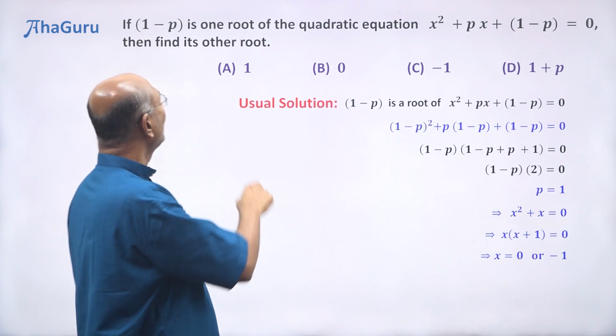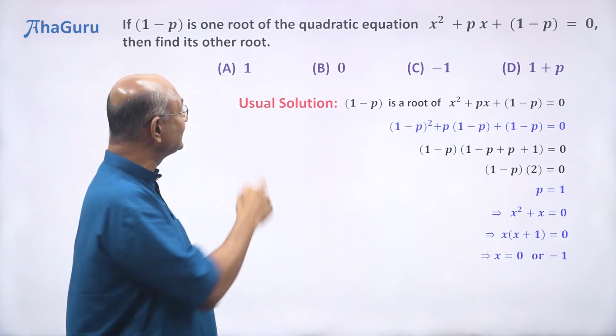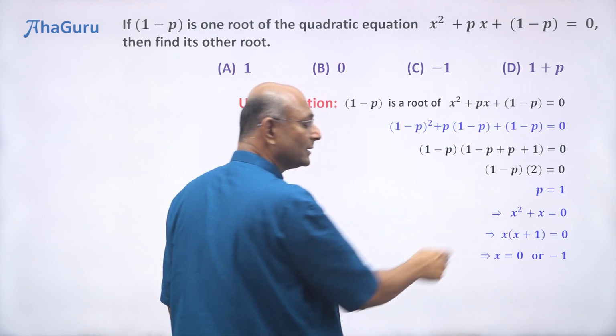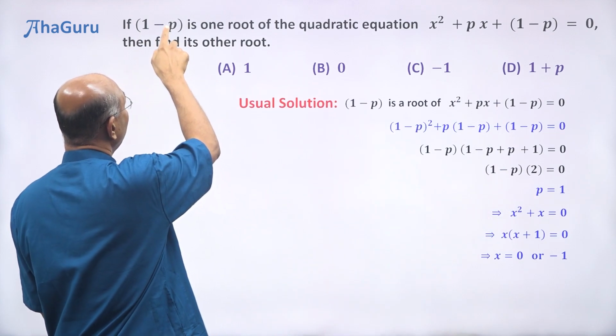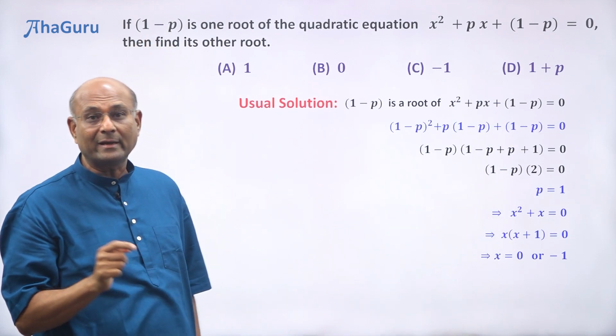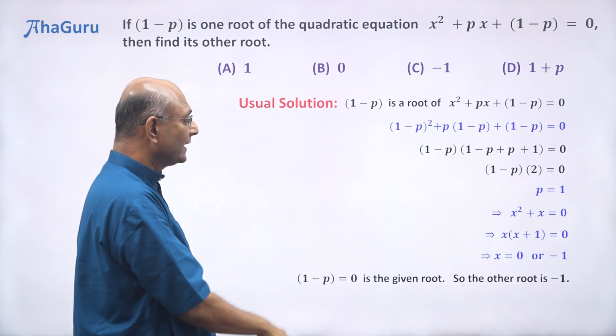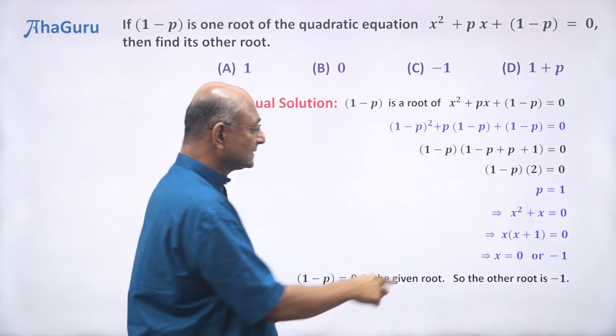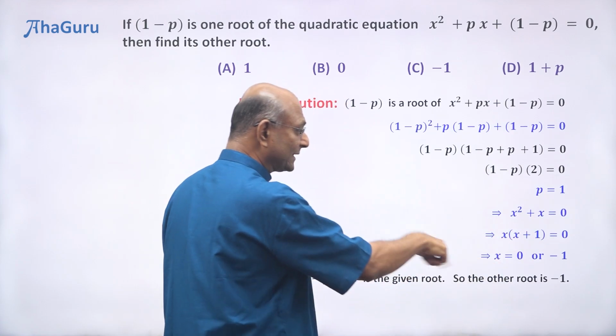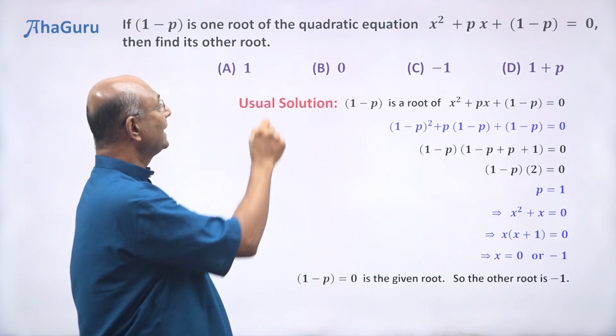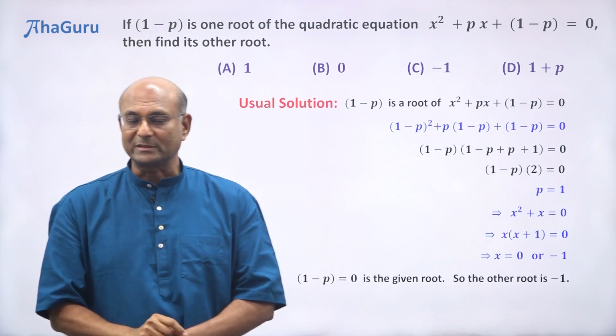And we know that 1 minus p is one of the roots, that is the given root. P is 1. So if I substitute for p equal to 1 here, you're going to get 1 minus 1, 0. So 1 minus p, 0 is the given root. Since the two roots are 0 and minus 1, the other root must be minus 1. And so that is the answer to this question.